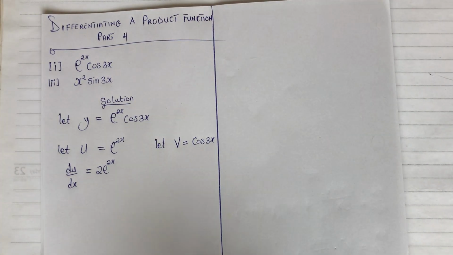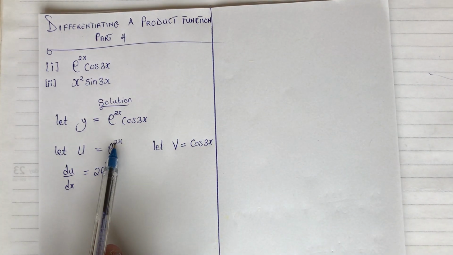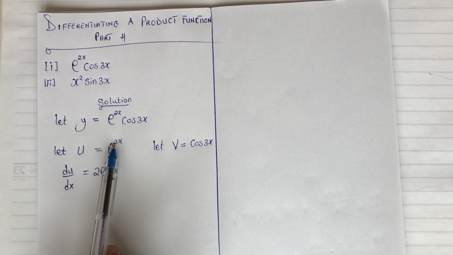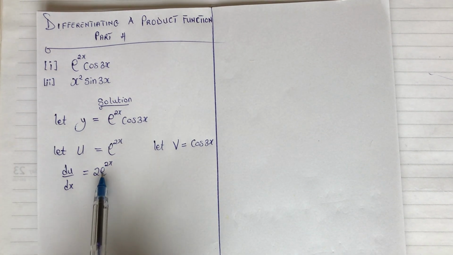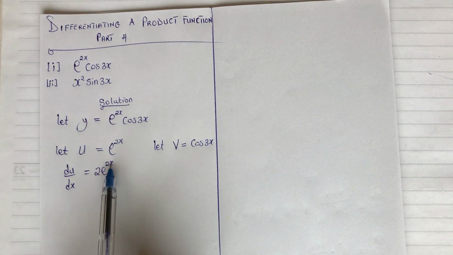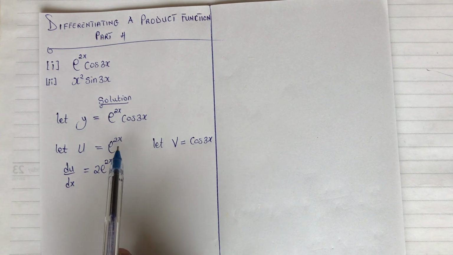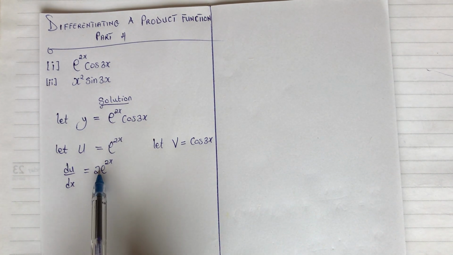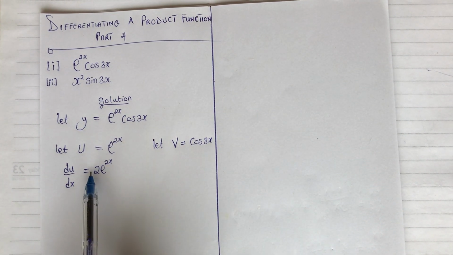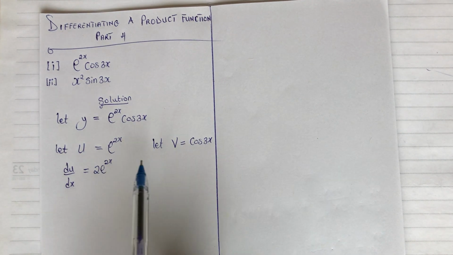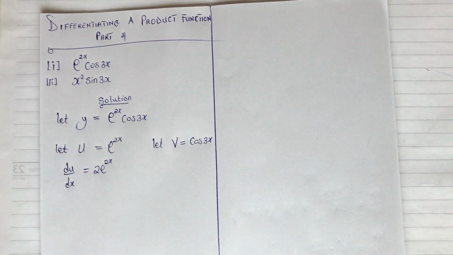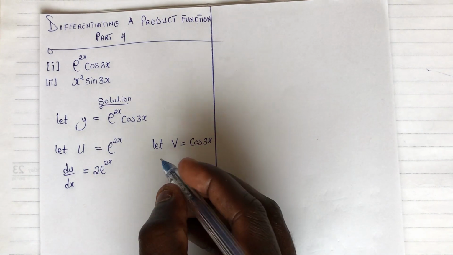To differentiate an exponential function, whatever coefficient is here, use it to multiply the whole function and raise it to the same power. So if there is 1 here, it will be 1e2x. If there's 2 here, it will be the same thing. If negative 2, it will still be negative 2 times e raised to the power 2x. That's how you differentiate an exponential function. And then we differentiate this one.